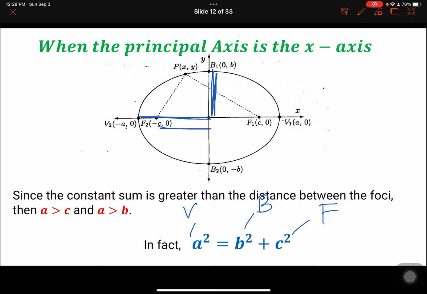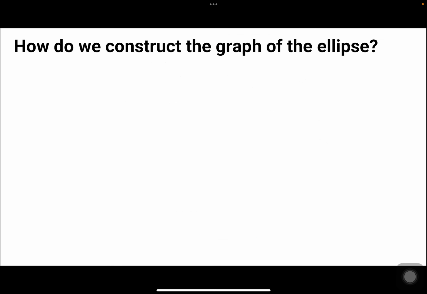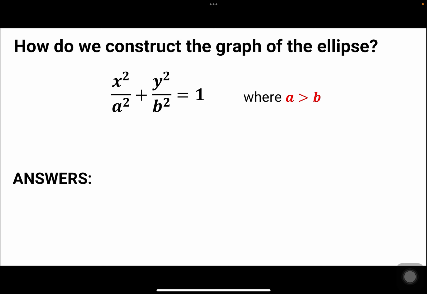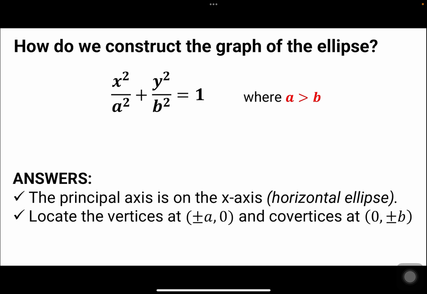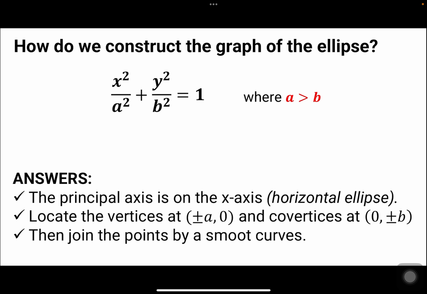Okay? So, let's have this question. How do you construct the graph of the ellipse? So, using our standard equation, which is x squared all over a squared plus y squared all over b squared is equal to 1, where a should be greater than b. So, the principal axis should be the x-axis, or naka-horizontal ellipse tayo. So, first, you need to locate the vertices and co-vertices. So, yung mga endpoints mo na yung kailangan natin i-locate. And after that, join the points by a smooth curve.